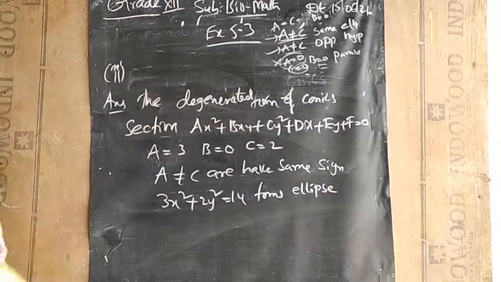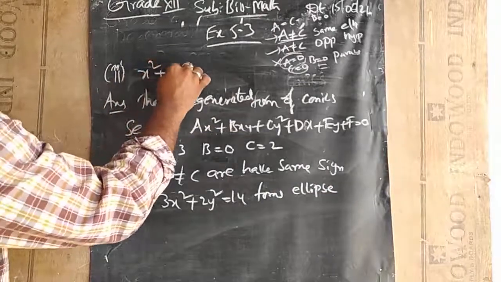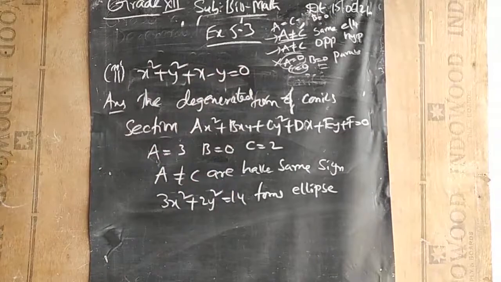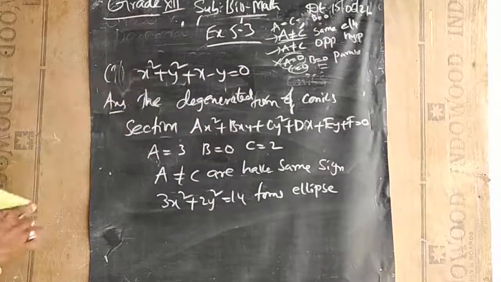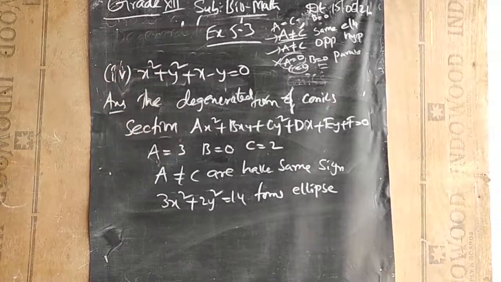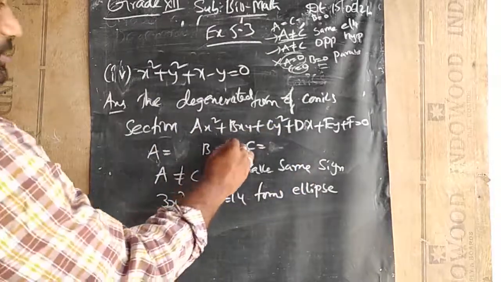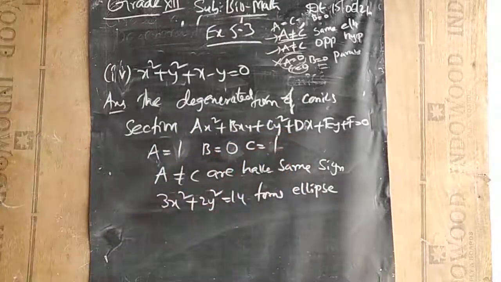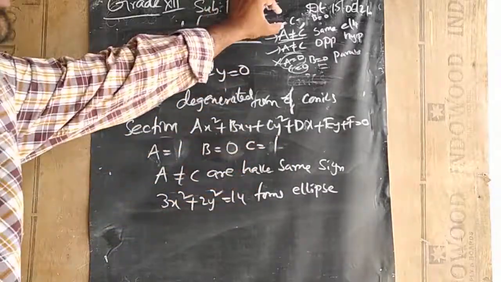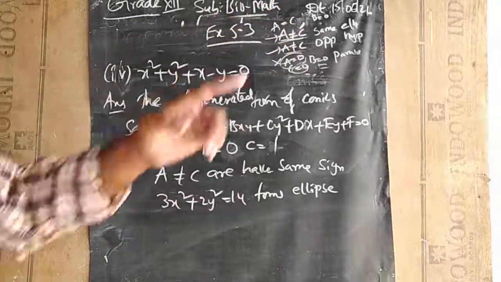Let us take the fourth question. x square plus y square plus x minus y is equal to 0. The fourth question of the same exercise 5.3. So the same degenerated form, A value, B value and C value. B value is 0 here, A and C are 1. If A and C are equal, that is the first case, which forms a circle.